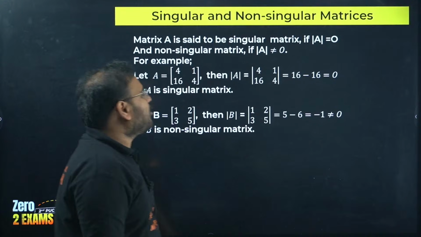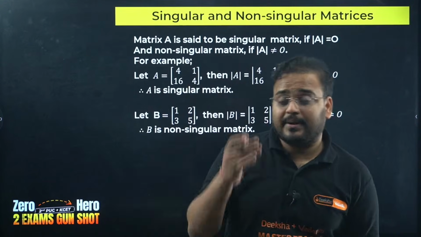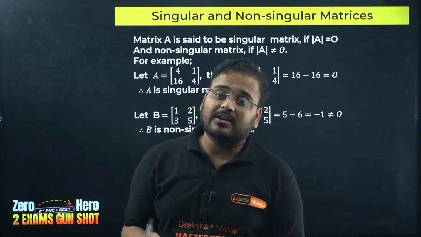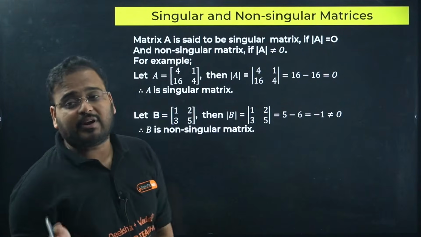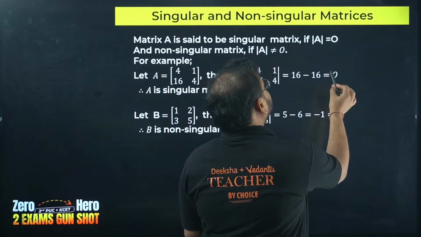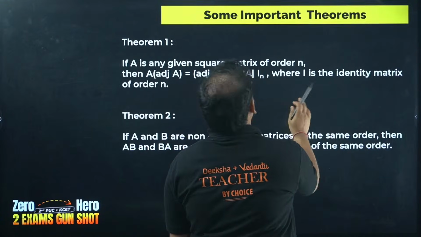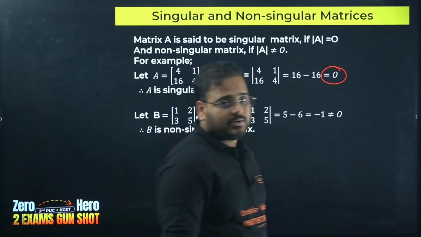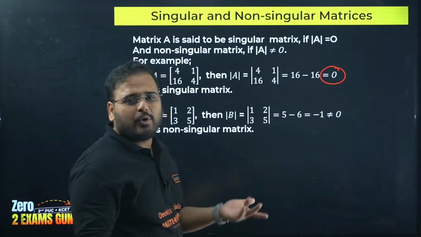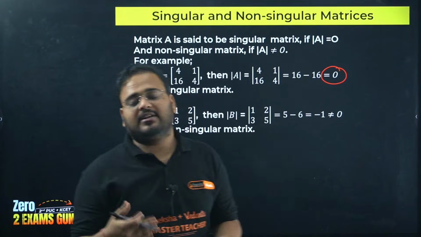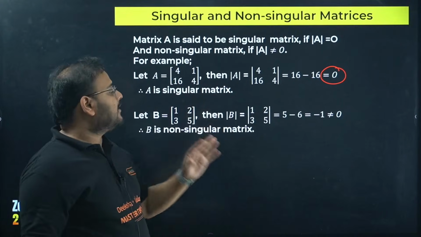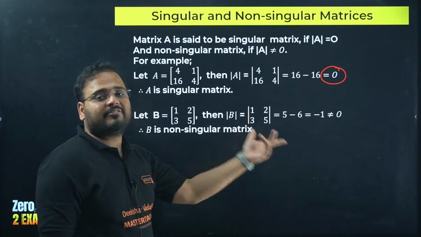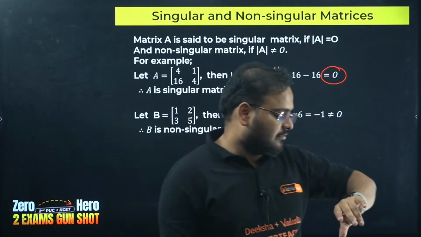Singular and non-singular matrix, very simple result. It depends upon the value of the determinant for a given 2 cross 2 order or 3 cross 3 order matrix. When you solve it, if you get it equal to 0, it is singular, and it plays a big role in your inverse. We'll see that. If it is 0, we can't find the inverse, it'll be an inconsistent form. Of course, we have more results to it. And when it is non-zero, we can find the inverse, which is going to be a consistent form.